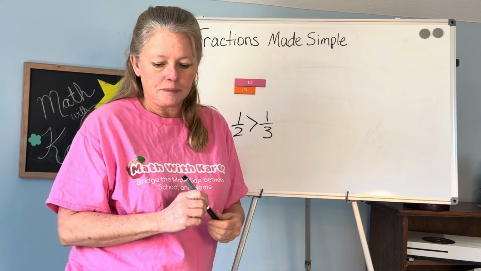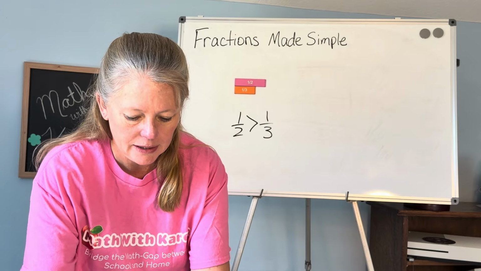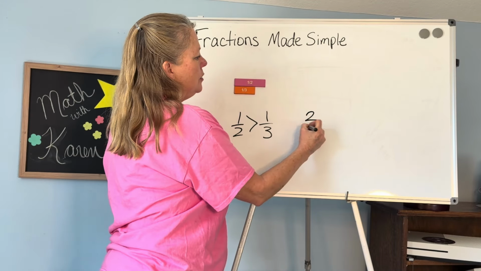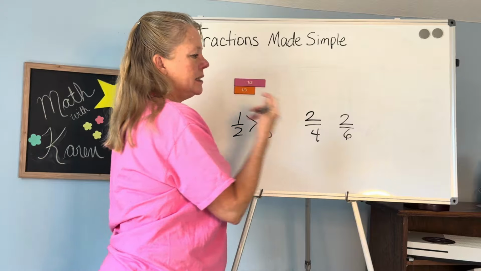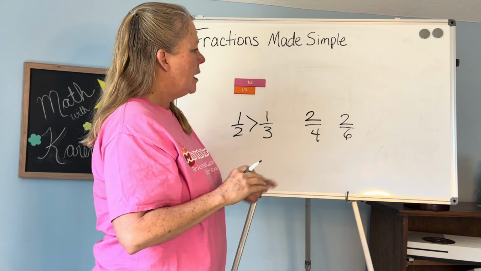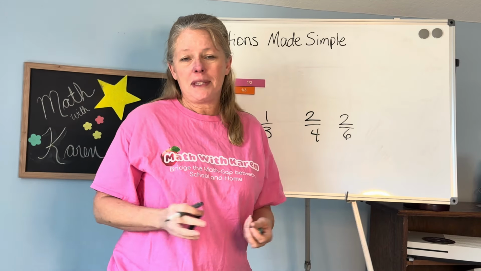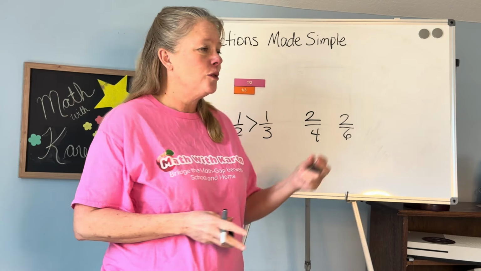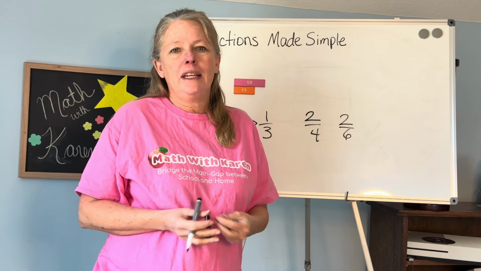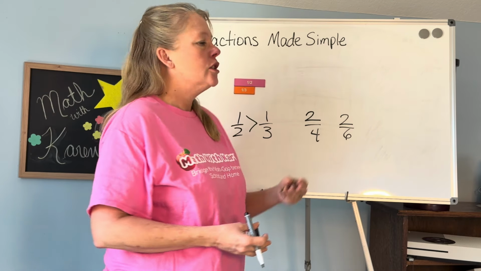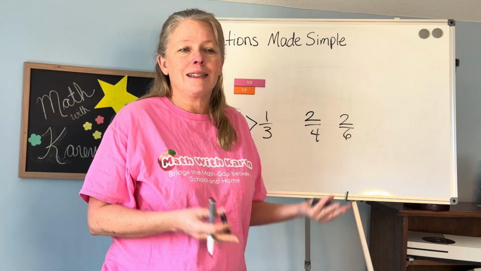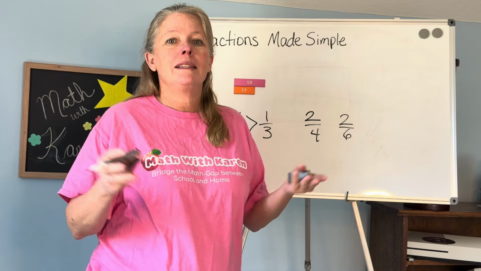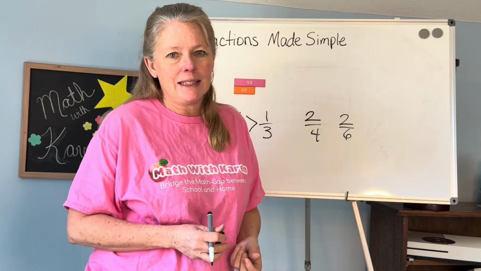Let's look at another one. If we were to have 2/4 and 2/6, let's understand this. That means if we each had a cake, same size, and I cut my cake into 4 pieces and you cut your cake into 6 pieces, we both ate 2 pieces of our own cakes. So I ate 2/4 and you ate 2/6. Did we eat the same amount of cake? No. We ate the same number of pieces, but we did not eat the same amount.